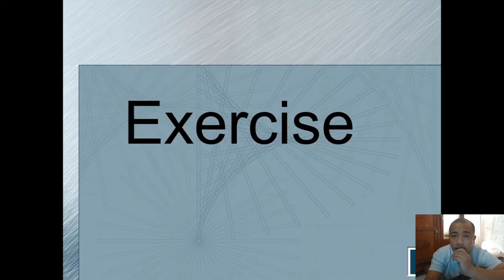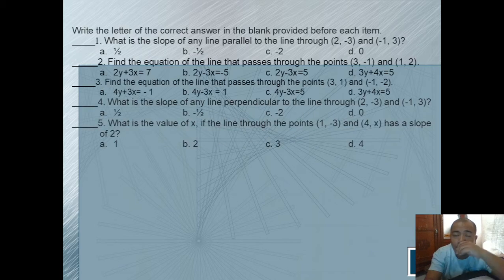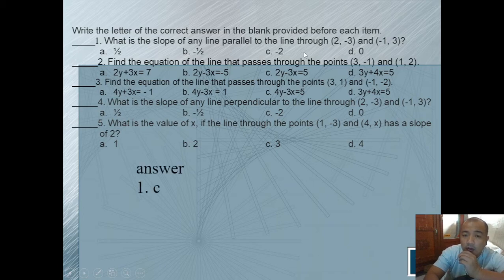So let us now proceed to our exercise, multiple choice exercise. Let's start with number 1. What is the slope of any line parallel to the line through 2, -3 and -1, 3? So when we're trying to find the slope of a line parallel to this line, we must determine the slope of this line. You have 3 plus 3, 6 divided by -3, -2. So if they are parallel, they have the same slope. So C is the answer for number 1.